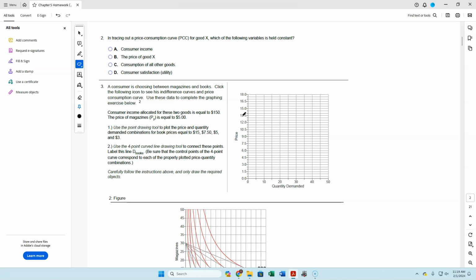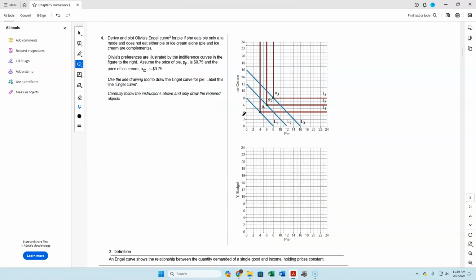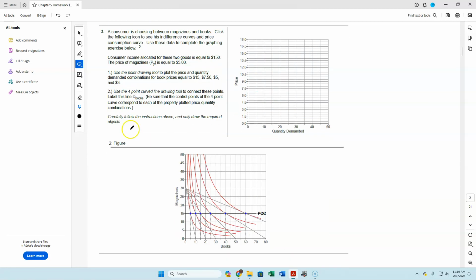I don't know why they do it this way. If it were me, I would make this a drop-down graph, but they didn't. Your life would be a lot easier because all you're really looking at here for your price consumption curve is the various prices and your quantities.